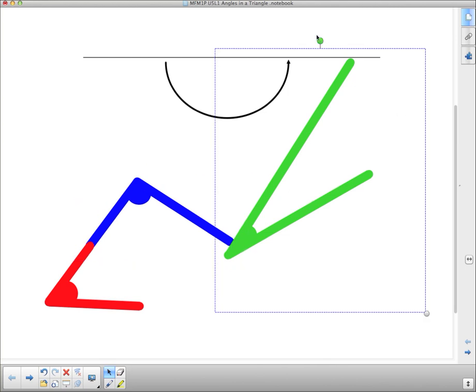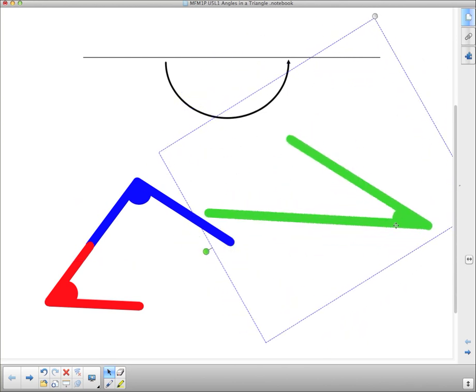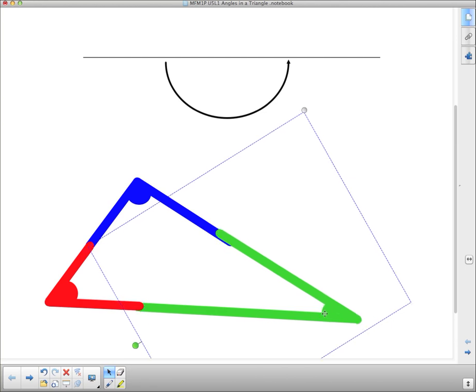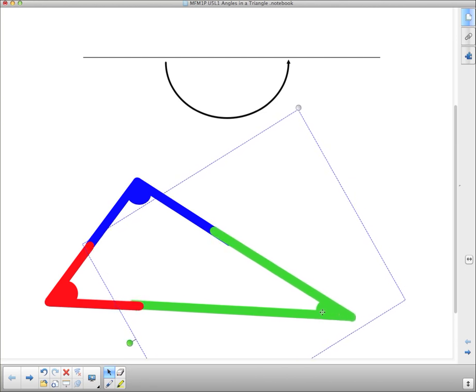There we go. And the last one, pull this around. These three angles all made up a triangle, just like that.